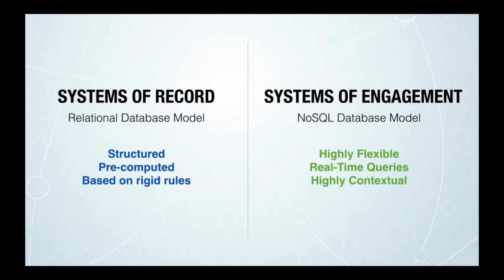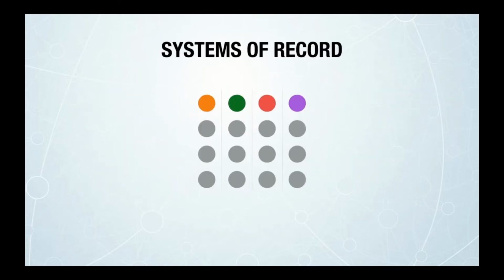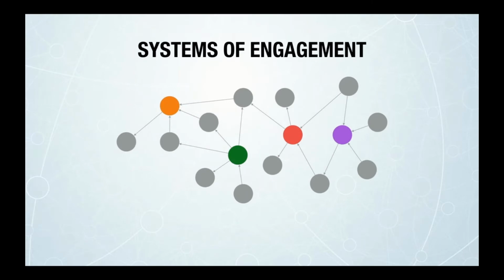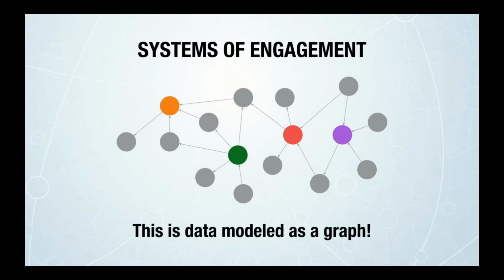So in general, systems of record, when you have a relational database model, were structured, pre-computed, based on fairly rigid schemas or rules. In this world of systems of engagement, the NoSQL flexible database models tend to be a better way to represent this data, and you want to have real-time queries and be contextual. So as we shift here, we shift from the table to a graph-like structure about how all of this data interrelates.